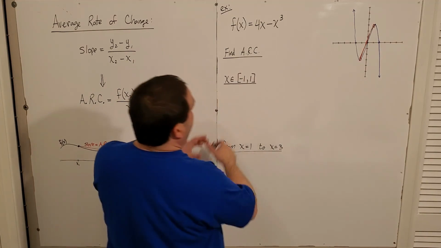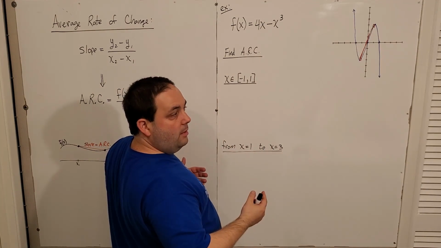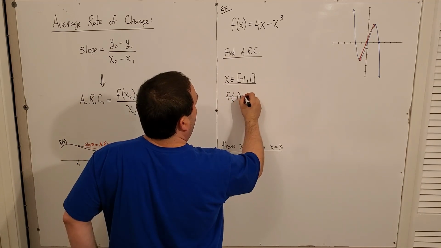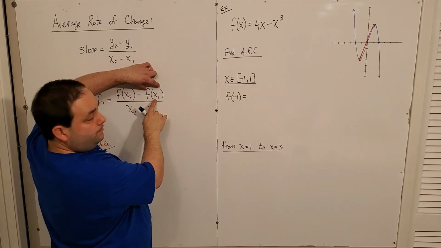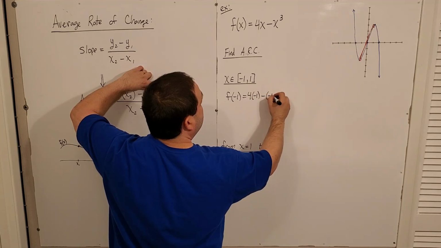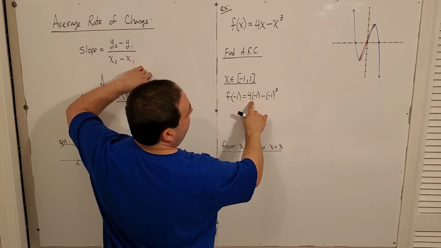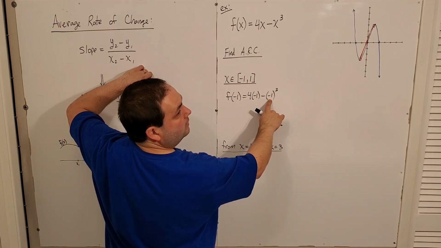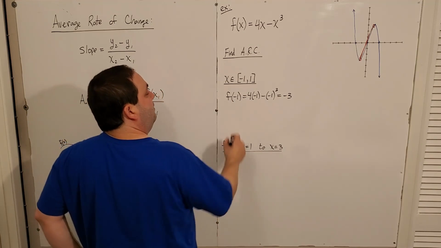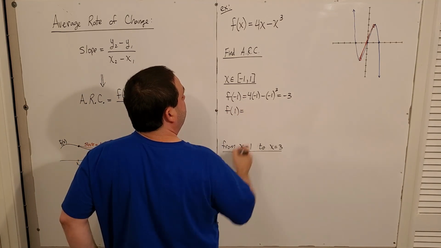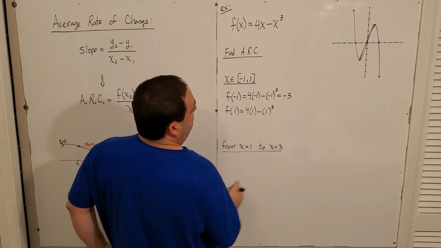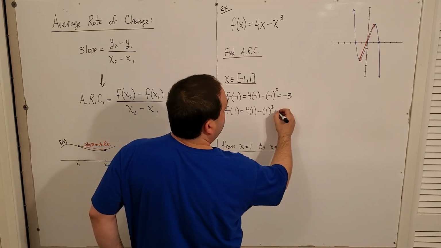First thing I need to do is find the 2 function values that go along with that, because I need my y values. So I'm going to have f of -1, that's f of x1. Okay, so I plug that in. 4 times -1 minus -1 cubed. That's going to give me -4 plus 1, which is -3. And then f of 1 is going to be 4 times 1 minus 1 cubed, which is just 4 minus 1, right? That's 3.